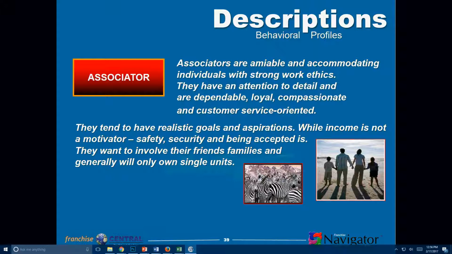I'll give you, for instance, when we developed the profile for Mrs. Fields Cookies, it was done with an associator in mind. It's a very routine business, small number of employees, manageable, and regular customers. To give you another idea of a perfect example of an associator business is Starbucks. If you're a regular customer at Starbucks, either the barista or the person behind the cash register will end up knowing your name, what time you come in, what you order, and will anticipate that.